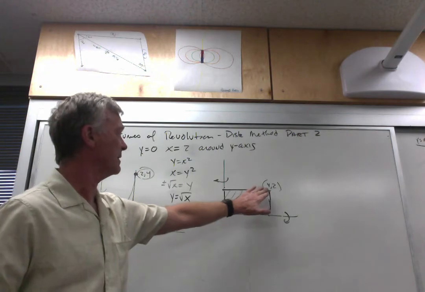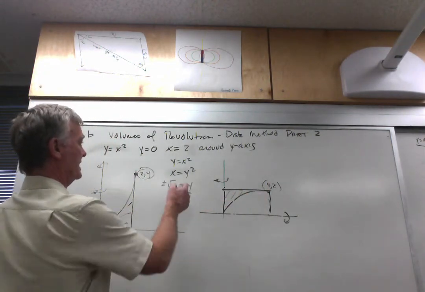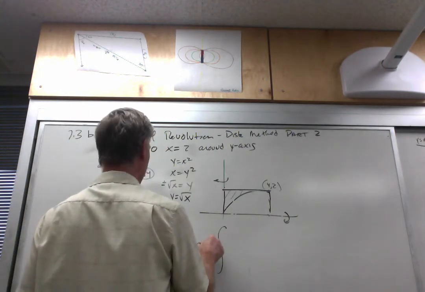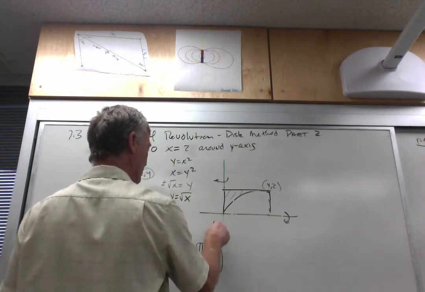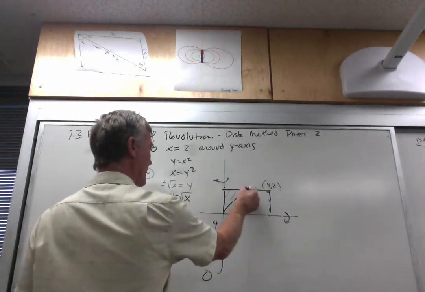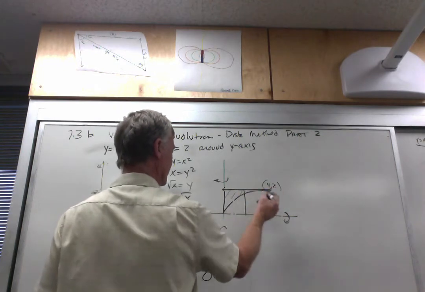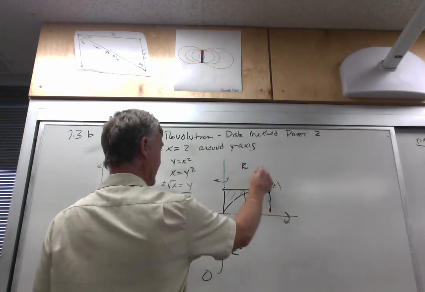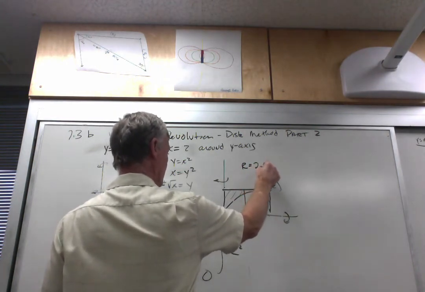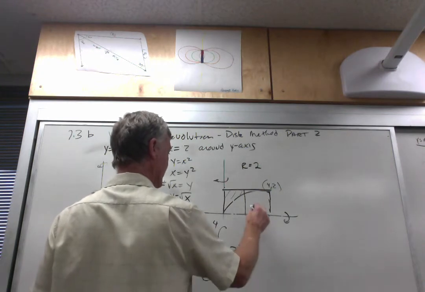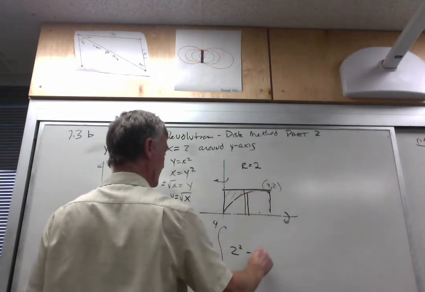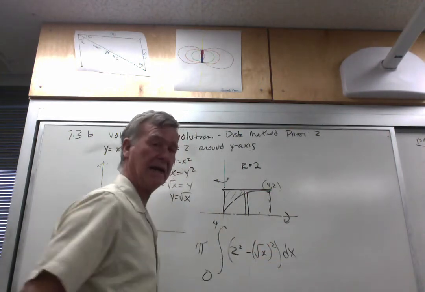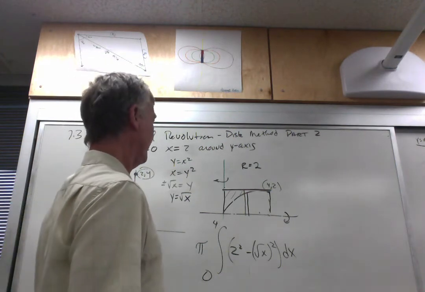X equals 2 actually becomes x equals 4 because that was a point of intersection, and y becomes square root of x. And this then would be pi from 4 to 0. My big radius is this line, which is 2. So big radius, because we're revolving around now the x-axis, big radius is 2. And my little radius is this one, which is square root of x squared, dx. And if we do that, we will get the volume for this.